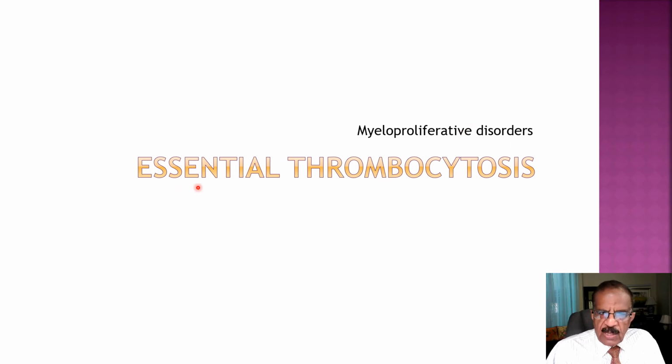Now we take up another condition, and this is essential thrombocytosis. Very similar to the previous one. In the previous one you had more RBCs, more RBC mass. Here you have more platelets. In this mutation process, the hematopoietic cell which was specially designed to make platelets got a mutation, and that resulted in the formation of too many platelets, resulting in essential thrombocytosis.